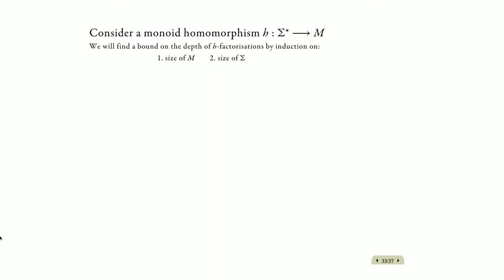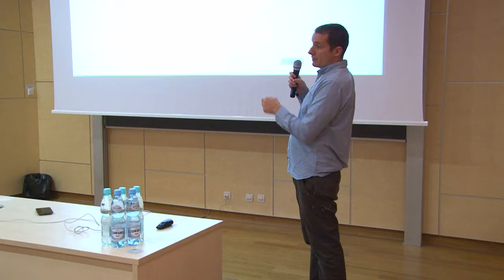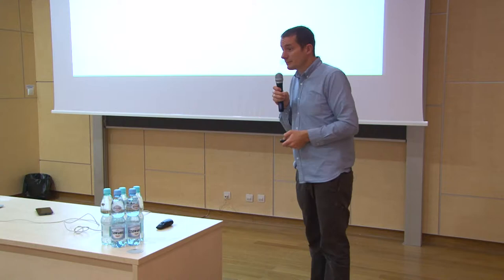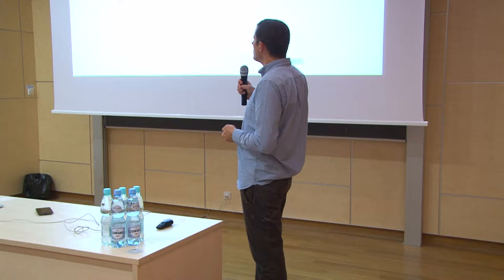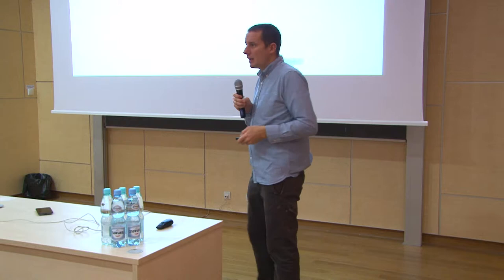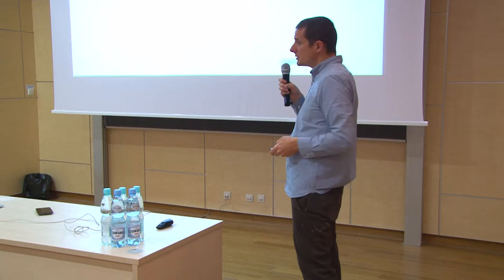And we are also allowed to keep the size of the monoid the same, but decrease the alphabet. That's our second parameter. The alphabet should be viewed as a set of generators. So it's two parameters, lexicographic. And we will prove it by induction on these two parameters. This is where you get the suboptimal bound, because if you think of the depth of the induction, it's going to be exponential in the size of the monoid, and not 3n. And I believe that the proof that I'm presenting here is the original proof of Imre Simon.